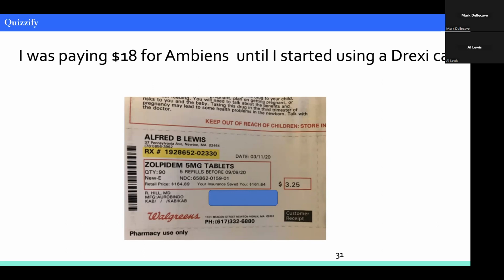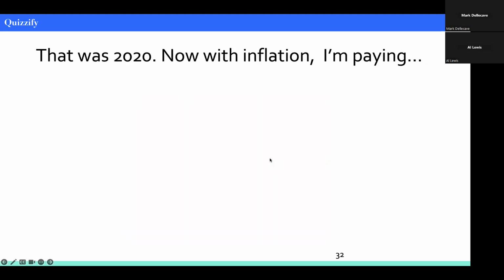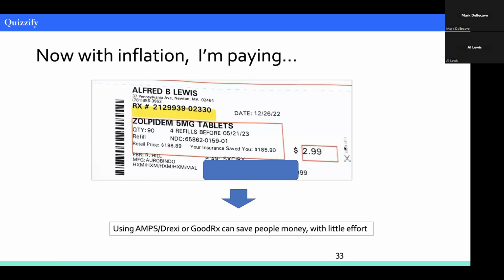And then I met a guy from Drexy, Bill Miller, who gave me this Drexy card. And so I started paying $3.25. Now, this was early 2020, almost 3 years ago. But now with inflation, instead of paying $3.20, I'm paying $2.99. And I think that's probably because they merged with AMP, so they have more purchasing power now.